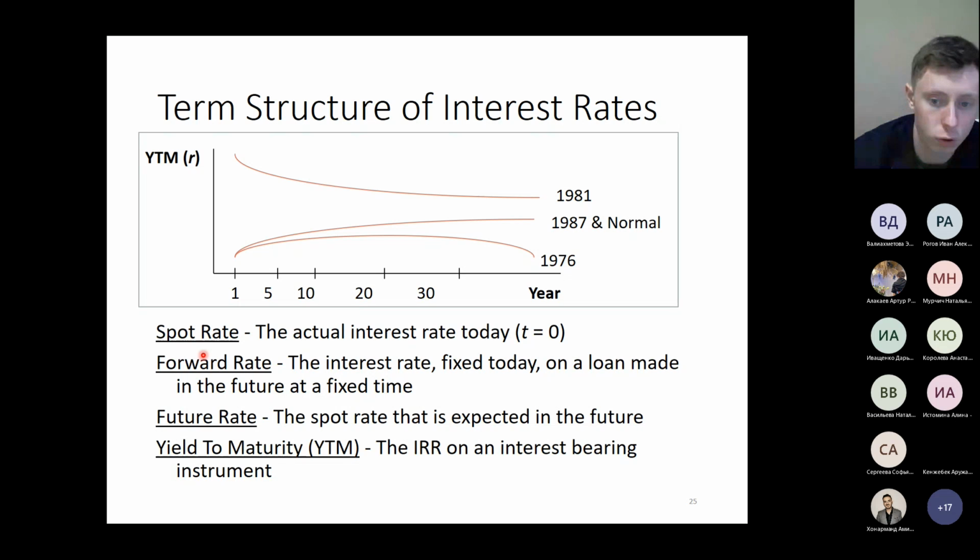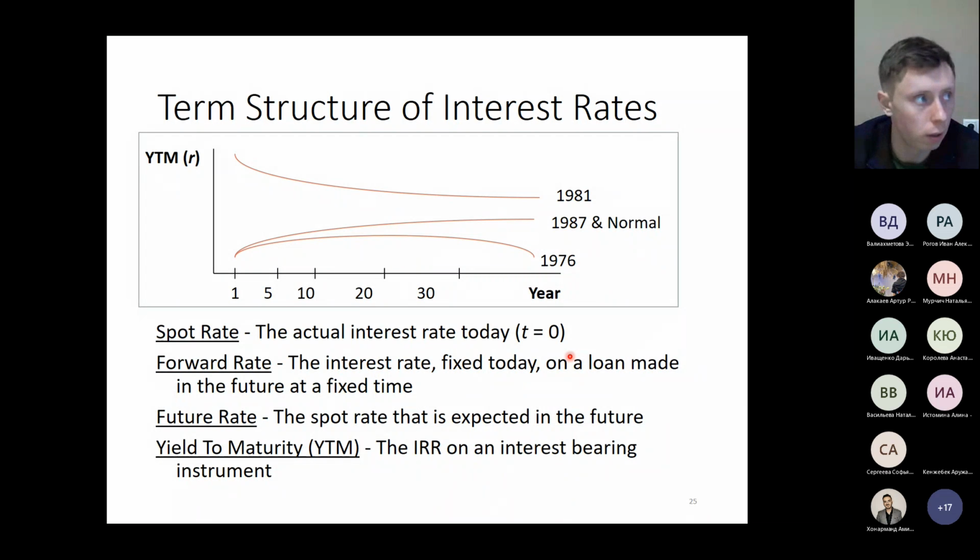At the current period, T0. Now, the forward rate is the interest rate fixed today on a loan that would be made at a fixed time in the future. So we might have a forward loan agreement that we would make some loan in some time in the future, but the time and the interest rate are already fixed in this forward agreement. The forward rate is the future rate.